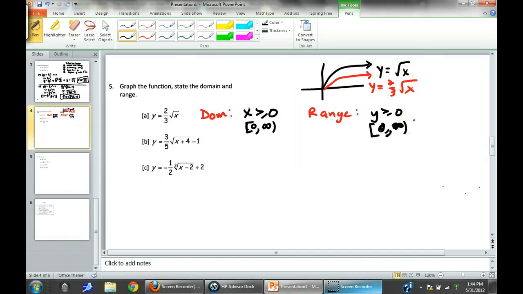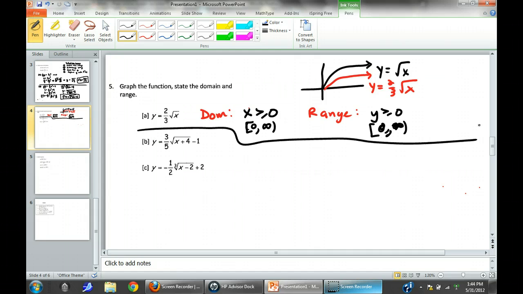Okay. Then we have letter B. 3/5 of the square root of x plus 4, minus 1. And so with that one, we're doing some shifting left or right, up or down of the root function. The minus 1 is a shift down 1 unit.